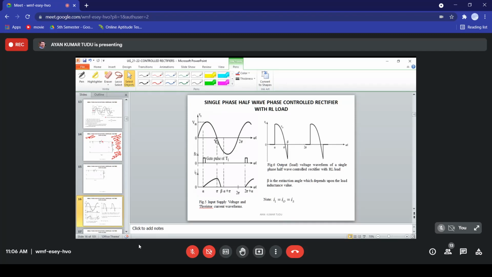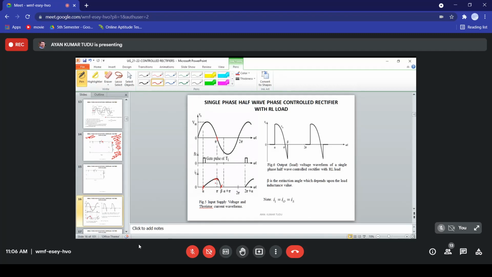As you can see, when the supply voltage is going to 0, the current is still flowing through the thyristor, because the inductor is driving the current. The inductive energy is driving the current through this thyristor T1. So the thyristor T1 will be conducting from omega T equal to alpha to beta.